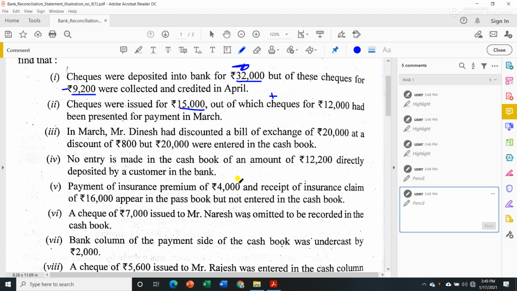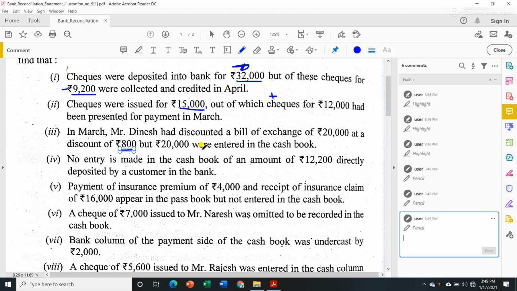Okay, the next is in March Mr. Dinesh had discounted a bill of exchange of 20,000. That means in the month of March Mr. Dinesh had a bill of exchange and he discounted it at a discount of 800, but 20,000 were entered in the cash book. When we discount a bill of exchange, the bank deducted 800 and the remaining amount, that is 19,200, was actually paid into our bank account.